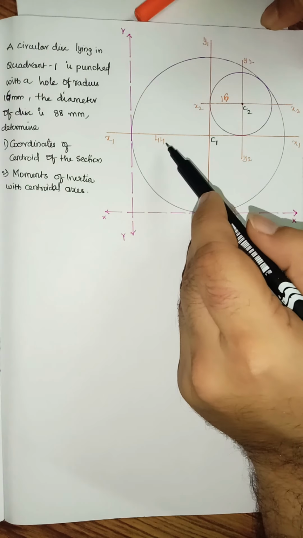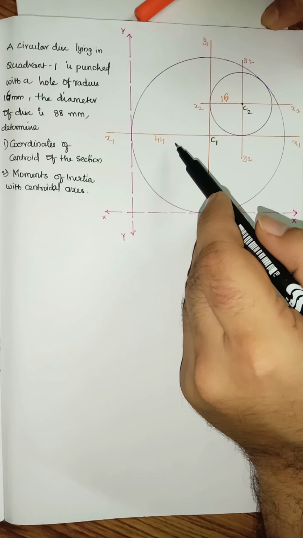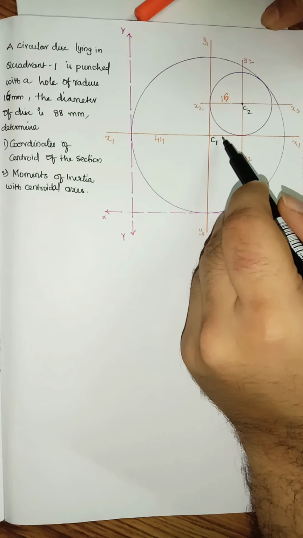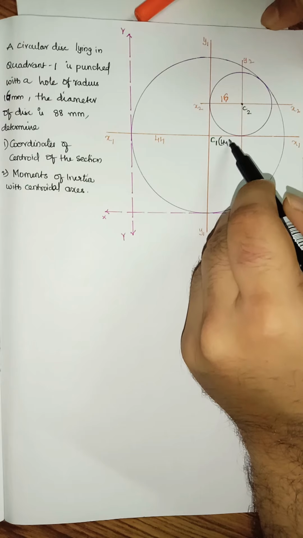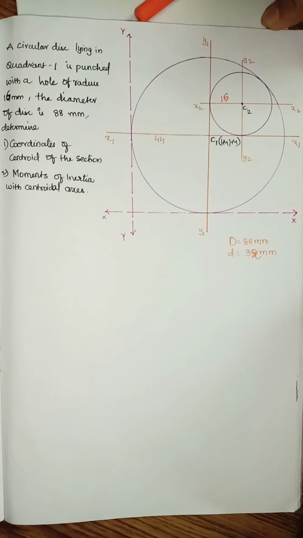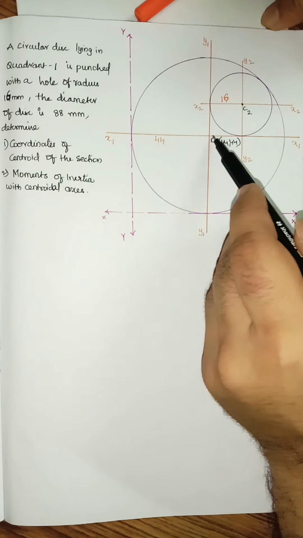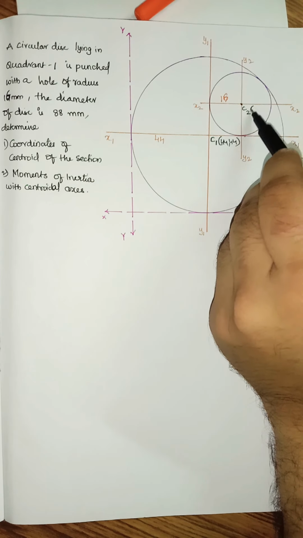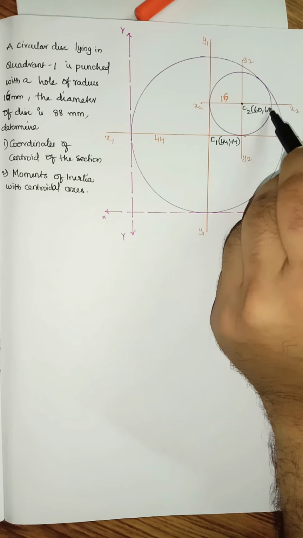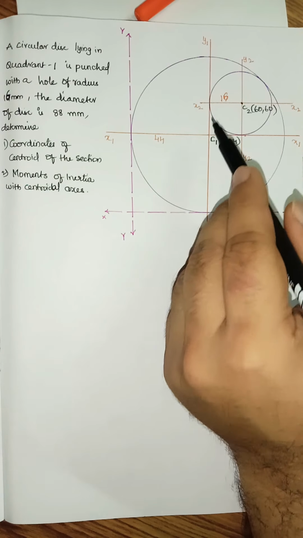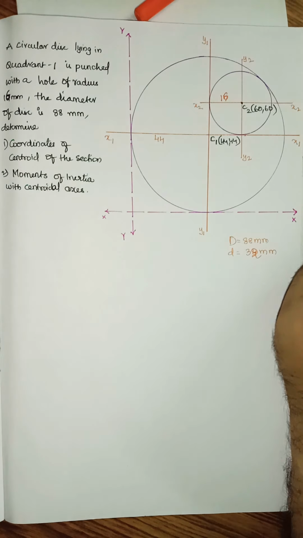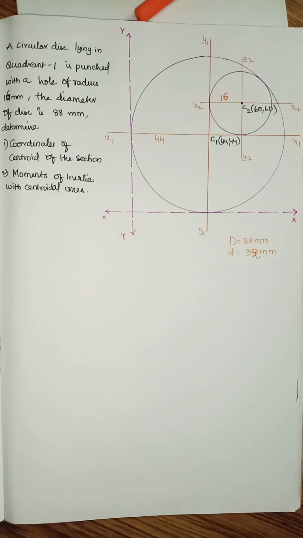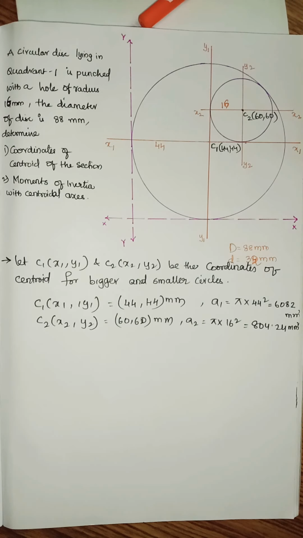Now as the radius of this one is given as 44 millimeter, then C1 will become 44 comma 44 millimeters, and C2 will be 44 plus 16, that will be 60 comma 60. The distance from here up to this particular point, right, it will be 60 millimeters. C1 will be 44 and 44 millimeter, whereas C2 is 60 and 60 millimeter.